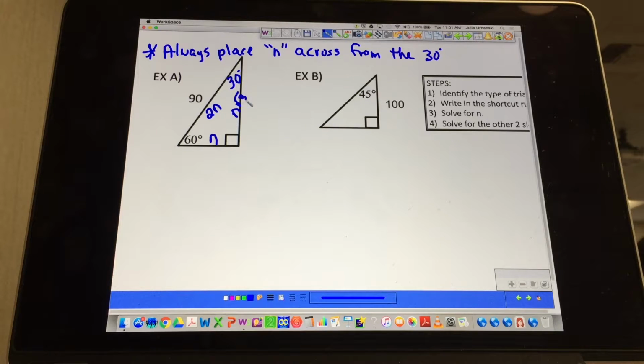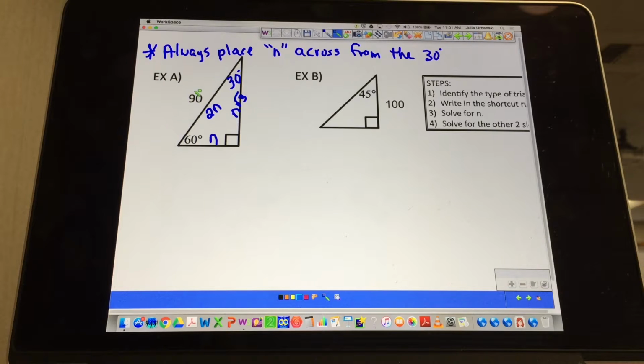And radical 3. Okay, so the shortcut is there. Now to figure out what n is, it's going to take a little bit of thought. Cell phones away. It's going to take a little bit of thought, but we can do it. Look around the triangle. Find me a number that's given to you.